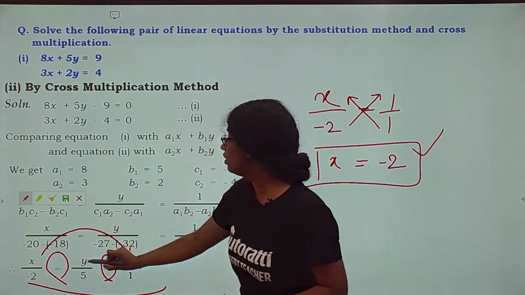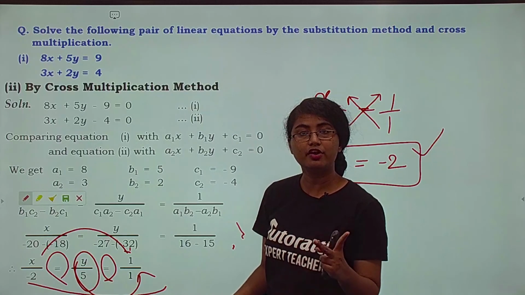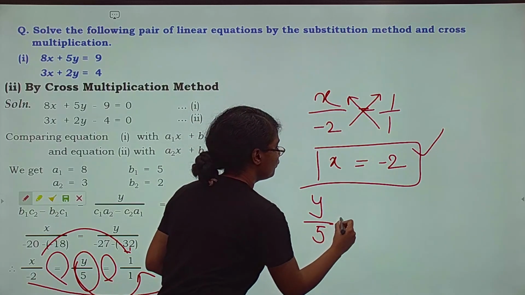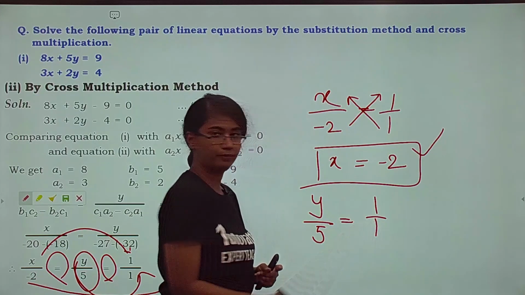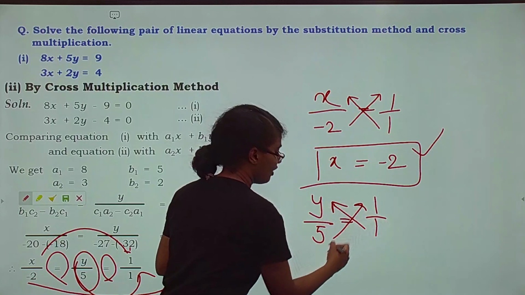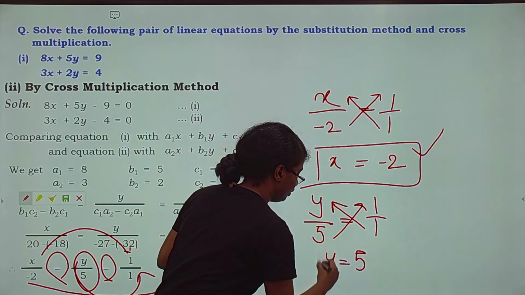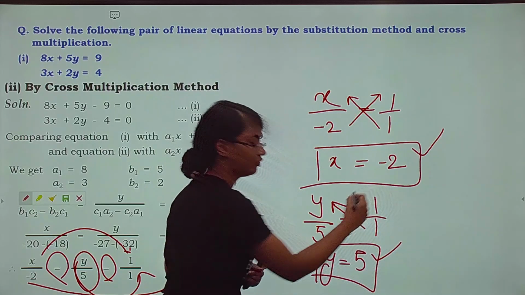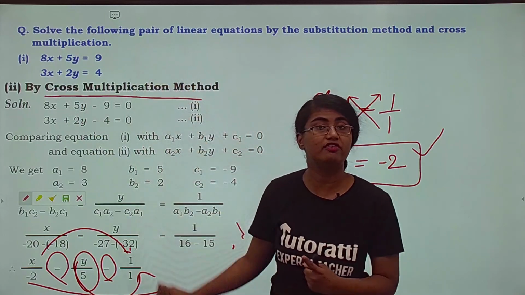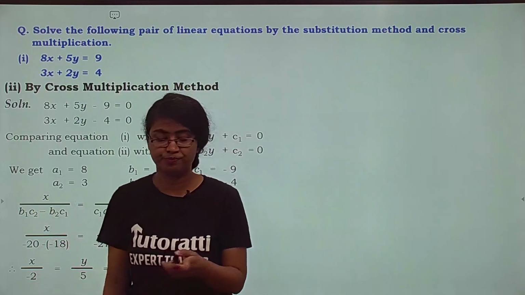Okay. Now second ratio with the third ratio. So it is y upon 5 is equals to 1 upon 1. Again cross multiply. y ones are y. 5 ones are 5. This is the value of y. Did you understand how we use the cross multiplication method to solve the simultaneous equations? Excellent. Let us just wrap it up real quick.